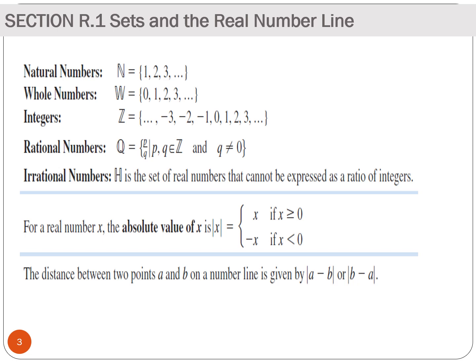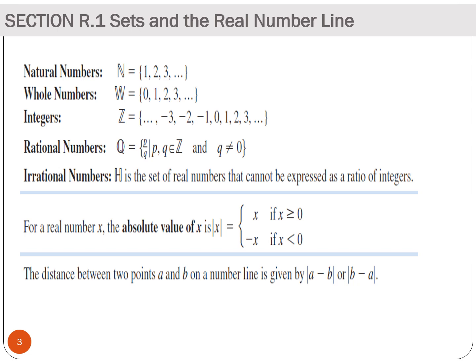Also, we will be using the absolute value. Here is a definition of the absolute value. For any real number x, the absolute value of x, we use vertical bars, with x between two bars. This means the absolute value of x. This is equal to x if x is greater than or equal to 0, and equal to negative x if x is less than 0.